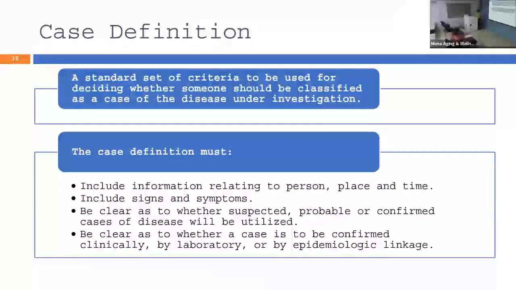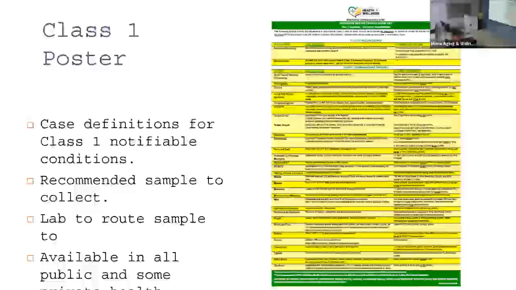Because if we can say, if you are in some way in contact or epidemiologically linked to a confirmed case, then you're more likely to be a case. So we may bump you up if you're having symptoms to probable. So the case definition needs to be clearly defined.